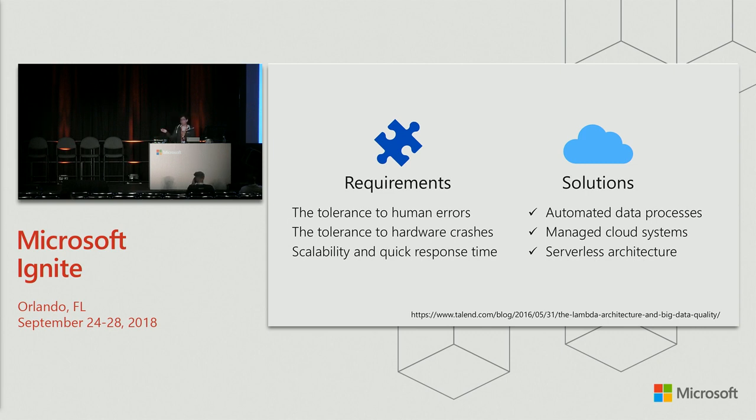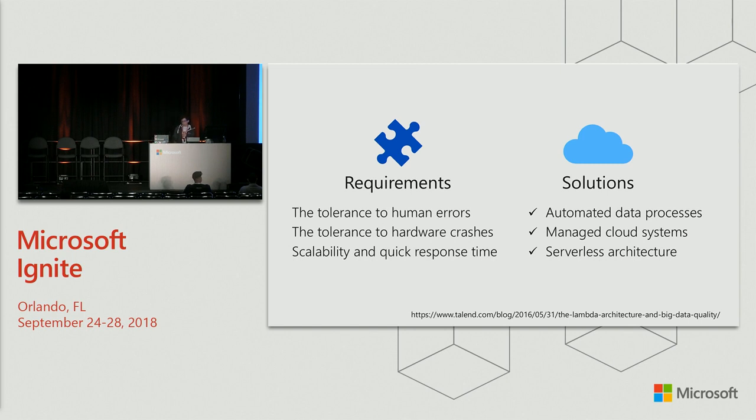So this can be solved with the cloud by means of automated data processes using solutions like Azure Data Factory, using solutions like Cosmos DB's change feed. You can actually automate the processes that involve moving data from one component to another. And there are many components in a typical big data architecture. Managed cloud systems actually minimize the risk of hardware failures, or through the use of the cloud and distributed replicated systems, you can have guarantees on the high availability of the solution itself.